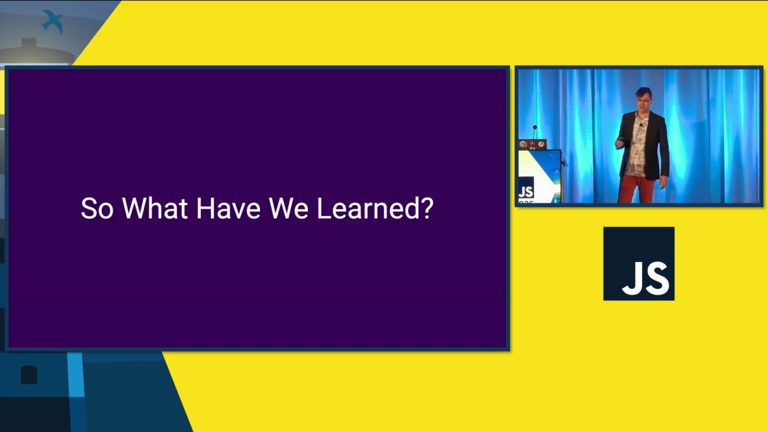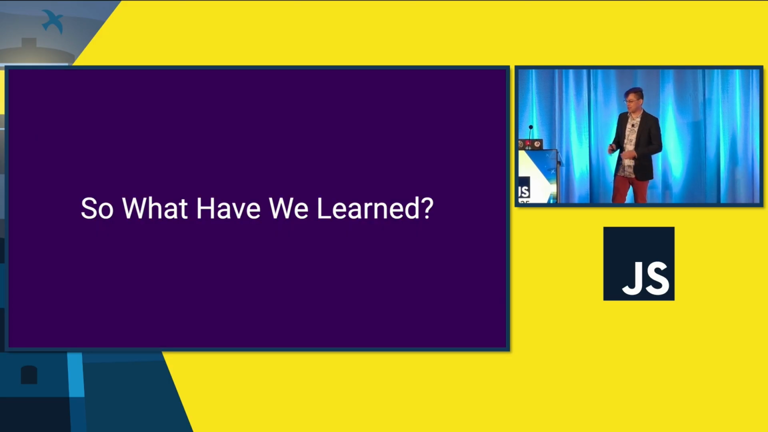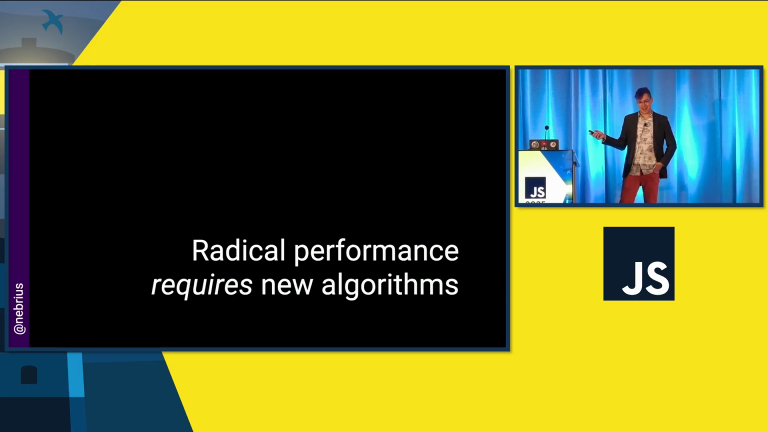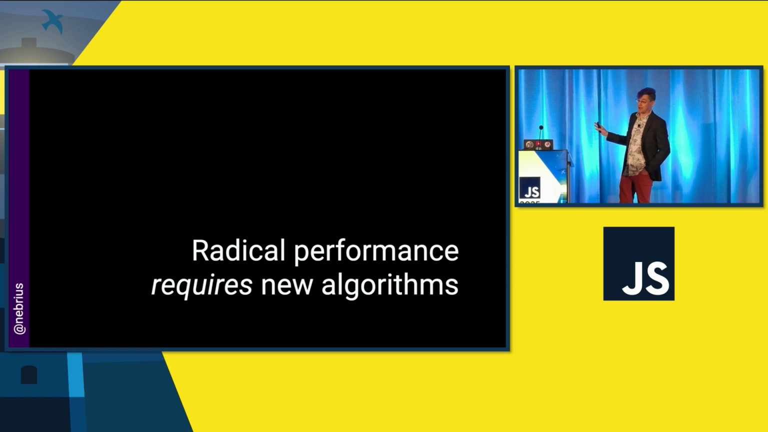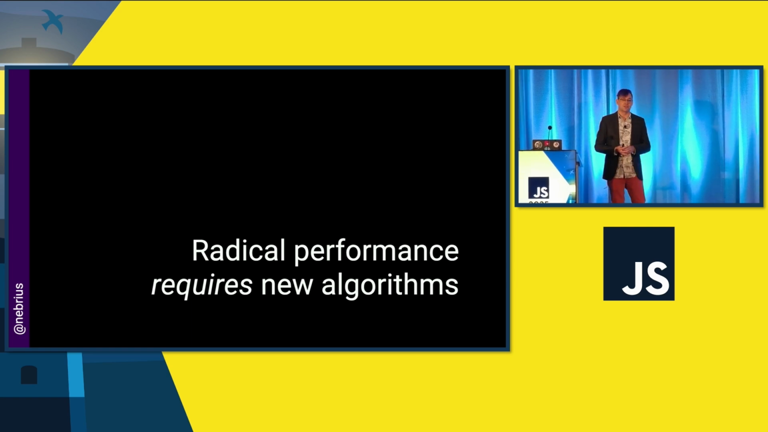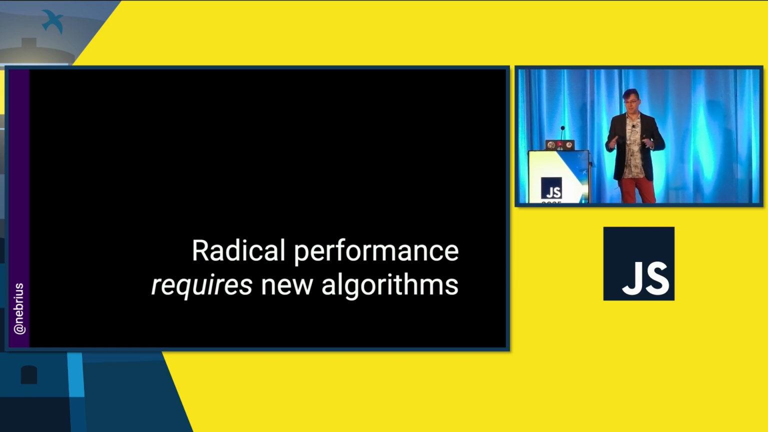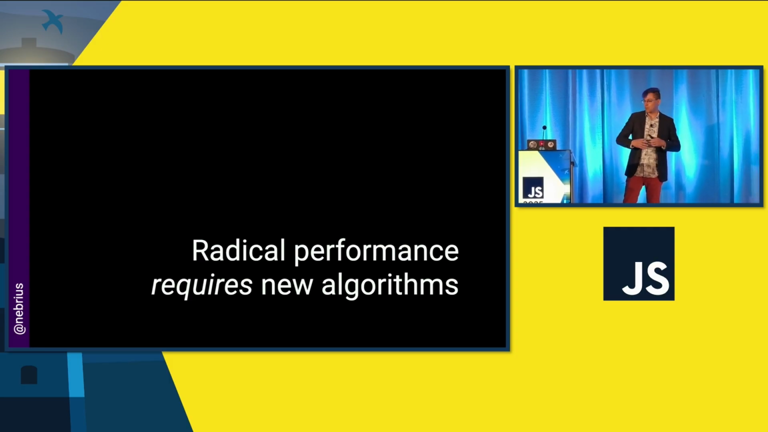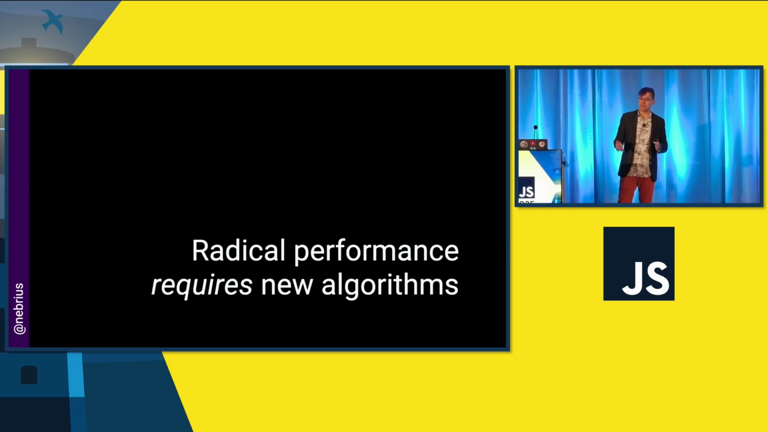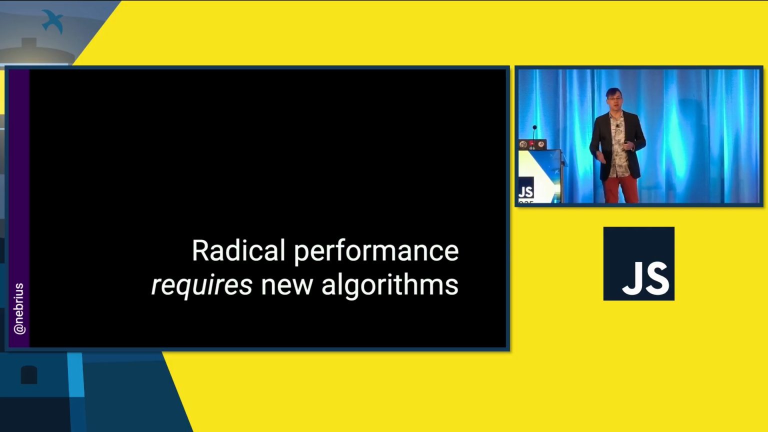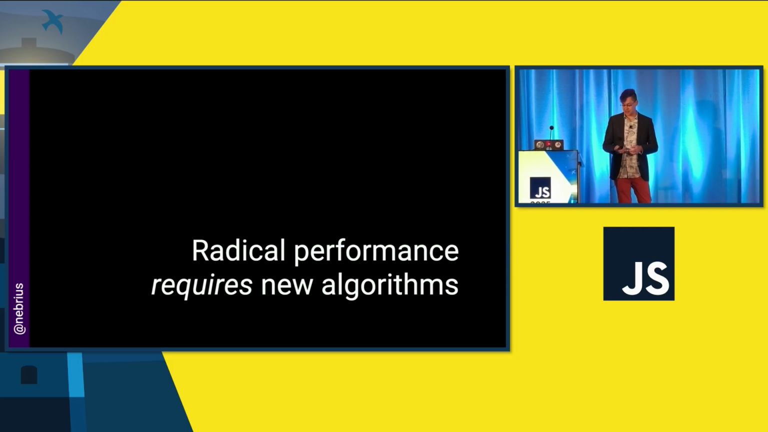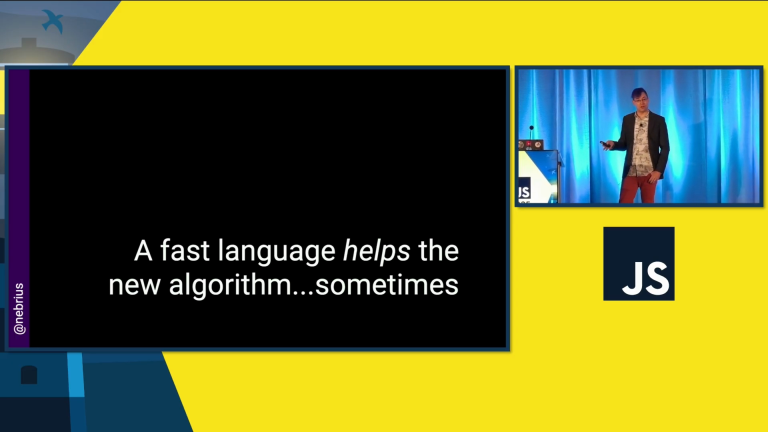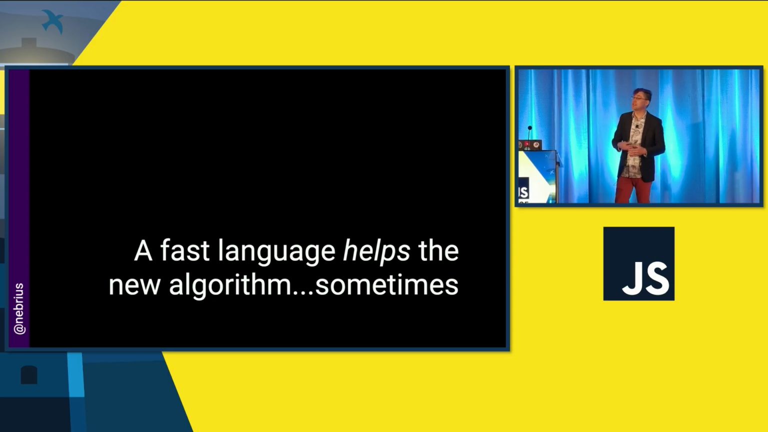So what have we learned through all of this? Radical performance requires new algorithms. If we're trying to get something that's faster, not just shaving off, solving pain points, but the kind of performance where we can actually enable brand new workflows that were previously impossible, we have to have newer algorithms. We can't just do languages. But a fast language helps in these new algorithms. It can play a really big role sometimes. It depends on what we're doing.